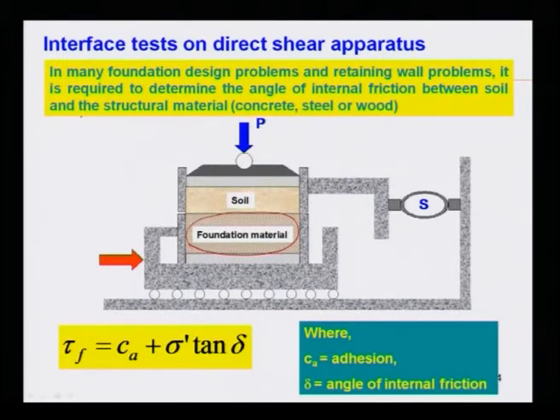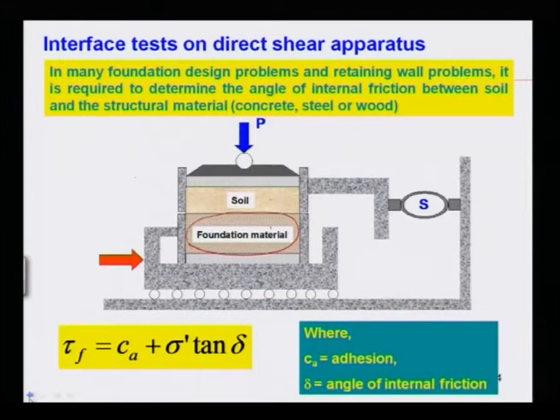Now look at this, tau f is nothing but Ca plus sigma prime tan delta. Where Ca is your adhesion between soil and foundation material; earlier it was C, the adhesion of the soil. Delta: earlier you were getting tan phi, where phi is the angle of internal friction of the soil. Now it is delta, which is the angle of internal friction between the soil and foundation material.